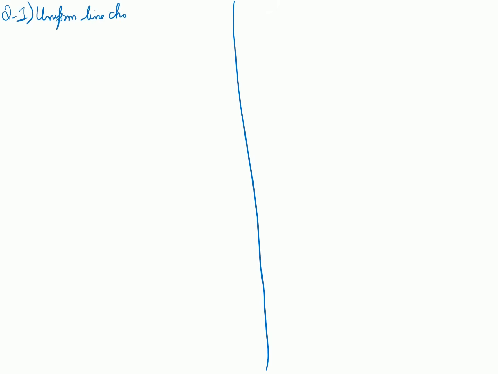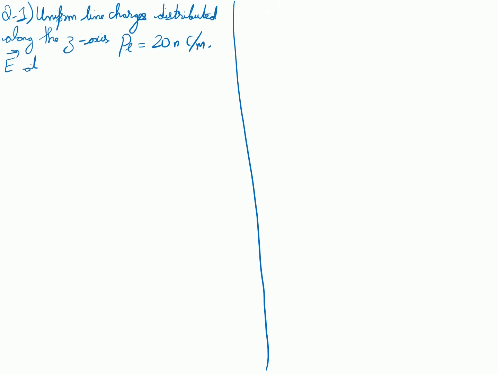uniform line charges distributed along the z-axis. So this is the first hint we get, where the line charge distribution is having a value of 20 nanocoulomb per meter, and we need to find the electric field at point (6, 8, z). Okay, so what we do in these questions is always try to visualize it by drawing the axis first.